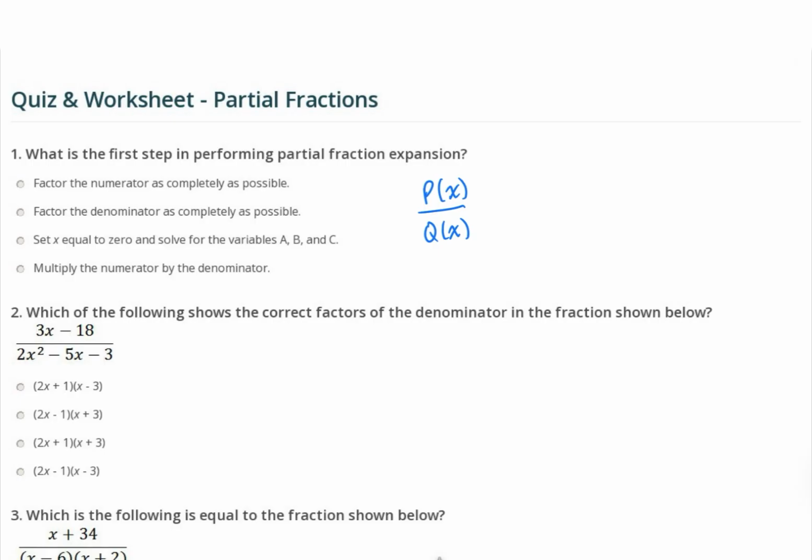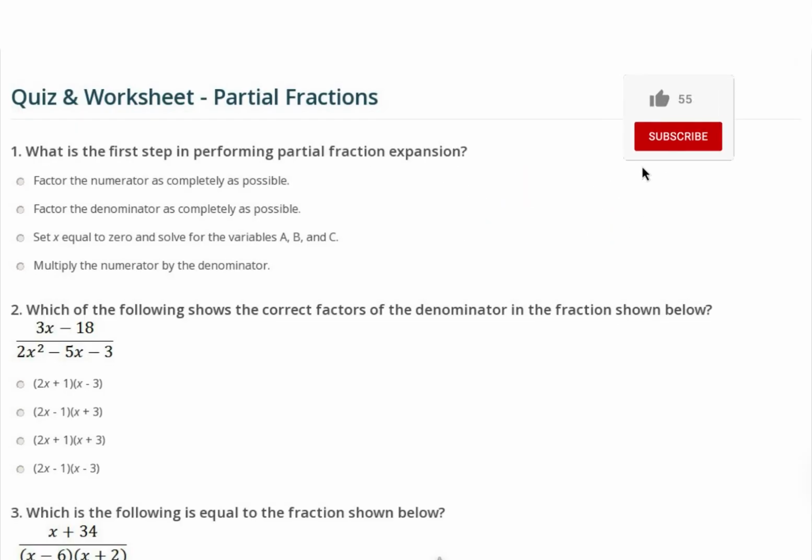And so we factor the q of x, and we can express it as a over factor 1 plus b over factor 2, and so on and so forth. Each term has a simpler denominator, which makes it easier to work with, especially for integration, which we will go over in the second part.